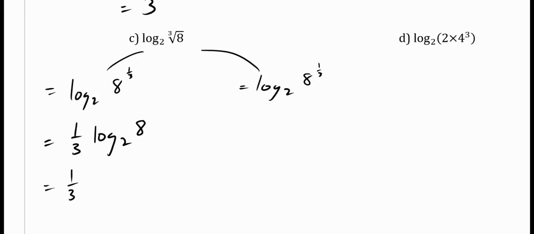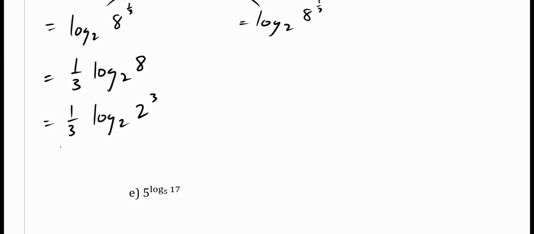And then how would I solve this? Log base 2 of 2 cubed, which is 1/3 times 3, which is 1. Right? Log base 2 of 2 to the 3 equals 3. That's one of our properties. I have my 1/3 out front.